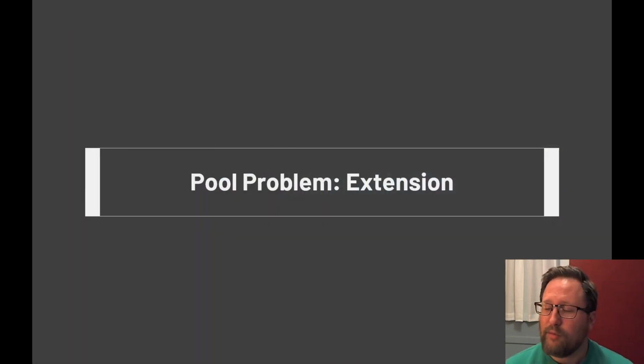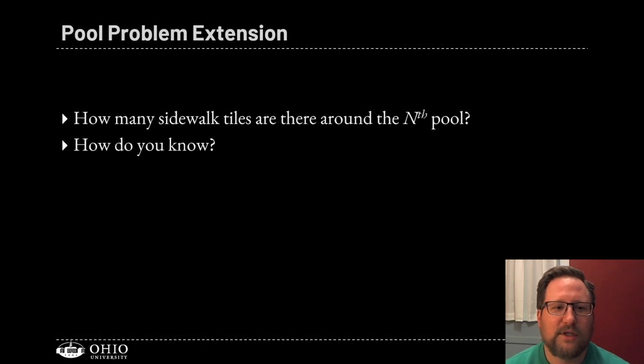There are other pool problems you could do, and I've actually revised this. So there's a first pool problem, which is what I'm going to share with you as the extension, which is we could also ask how many sidewalk tiles are there around the nth pool, and how do you know? So there's more than one kind of question we could ask about this pattern. And that's it. I'm not going to go over the number talk activity because that was more straightforward, but I did want to share a couple of strategies I'd seen with the pool problem and the little houses.